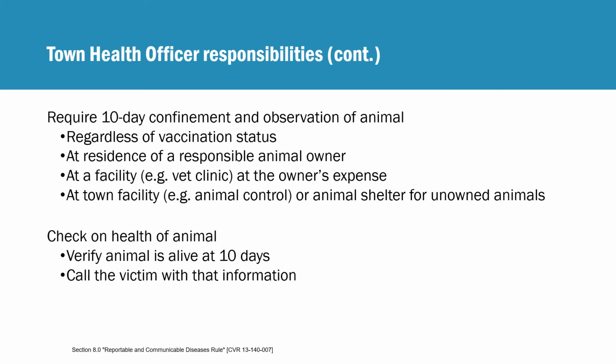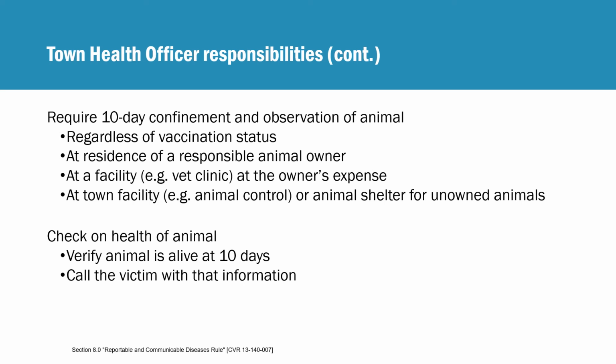The local health officer shall cause an apparently healthy dog, cat, or ferret, regardless of vaccination status, that bites a person to be confined and observed for 10 days. This may be carried out at the residence of a responsible animal owner. The animal must be under the control of the owner at all times and should not be running loose or be exposed to numerous individuals or children. If the health officer feels that the owner will not be able to confine the animal appropriately, it can be confined in a facility at the owner's expense, a facility being either a vet clinic or a boarding facility.